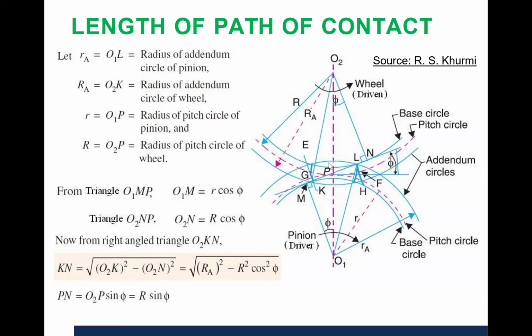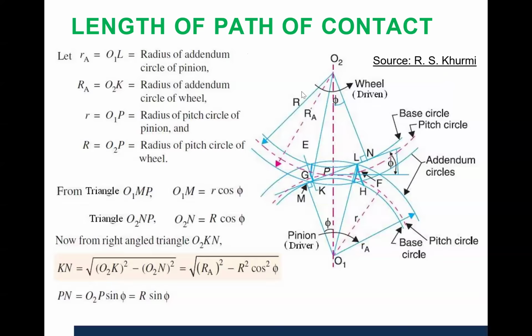Now consider the triangle O1MP. In this triangle, O1M is nothing but r cos phi. Similarly, if you take triangle O2NP, then the distance O2N is nothing but R cos phi.